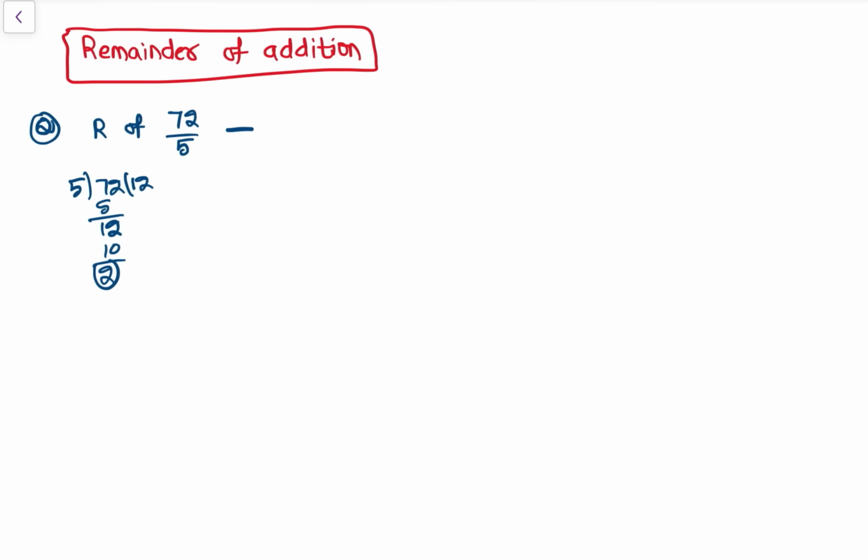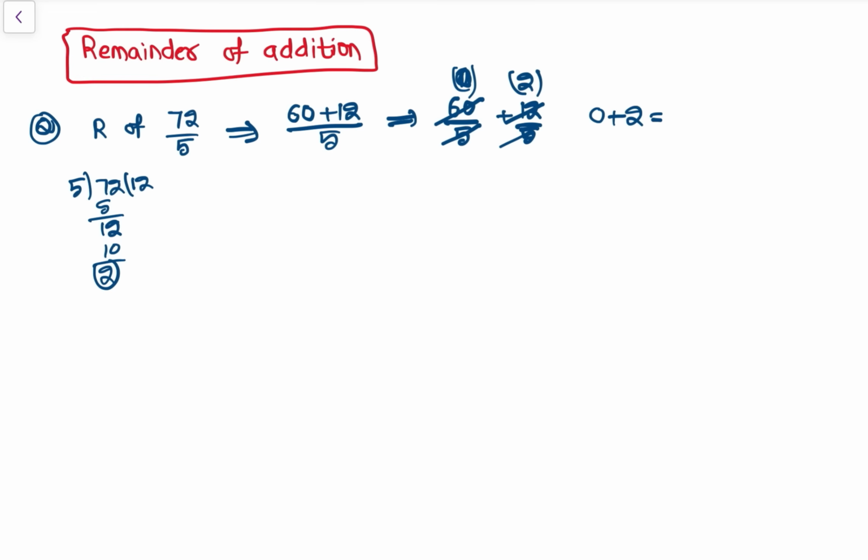But दूसरा तरीका है, see 72 को you can break it as 60 plus 12 upon 5. Further you can write it as 60 by 5 plus 12 by 5. See 60 है तो 0 is the remainder, 5 12s are 60. Then 5 2s are 10, 2 is the remainder. So overall remainder is 0 plus 2, that is 2. जो इधर आ गया वो ही इधर आ गया. थोड़ा कैलकुलेशन को इजी कर सकते हैं.